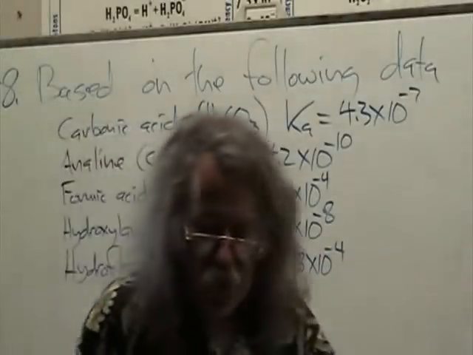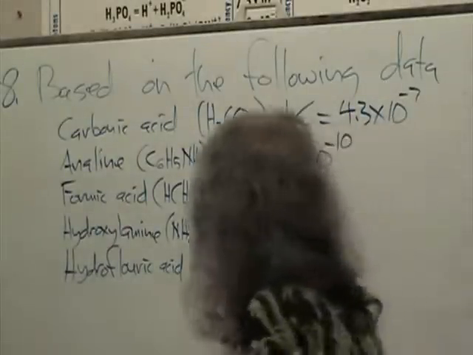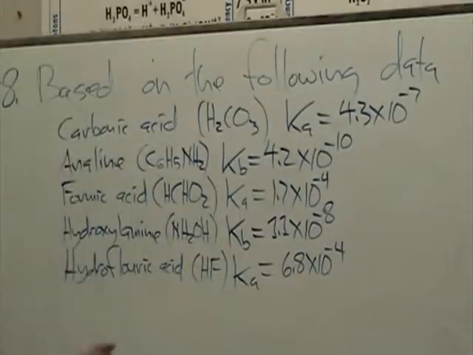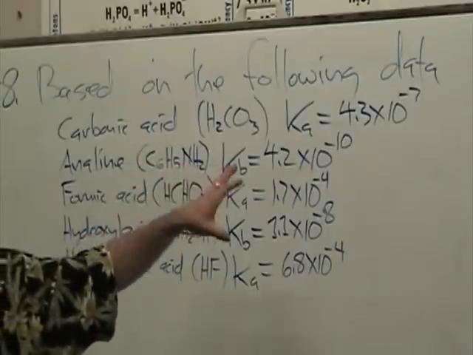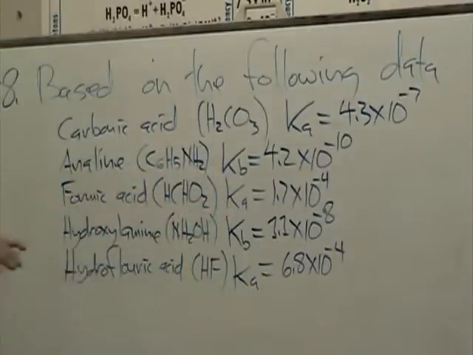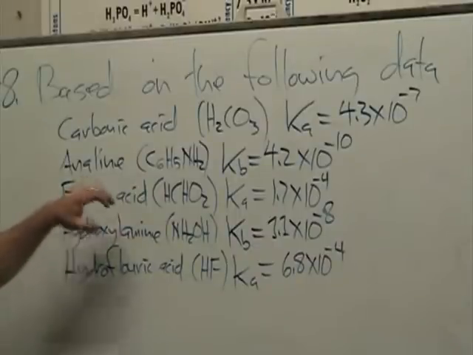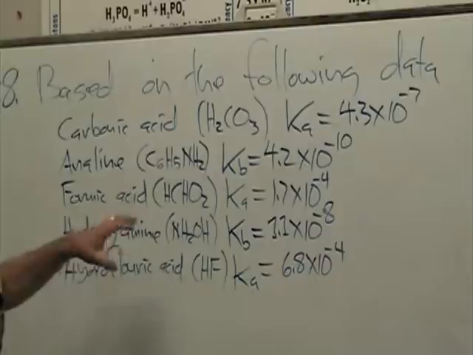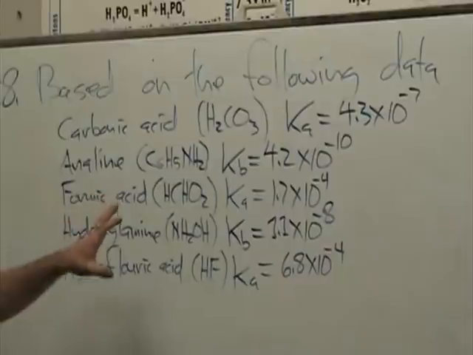You're given this information, and we're going to make some salts of the conjugates. I'm going to take carbonic acid, its conjugate base, and combine it with aniline, which is a base. I'm going to take the conjugate acid of aniline, the anilinium ion. It would be the anilinium carbonate.